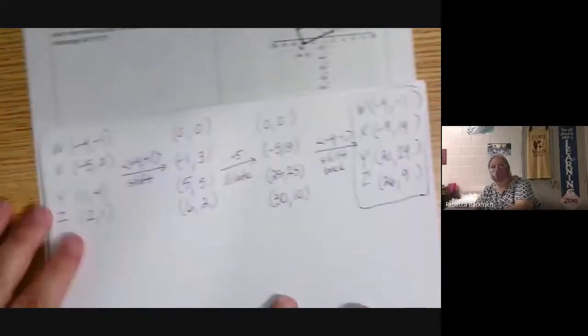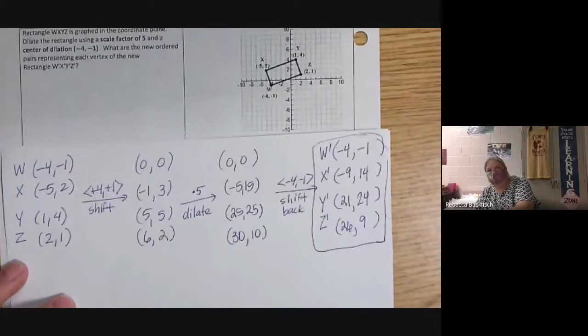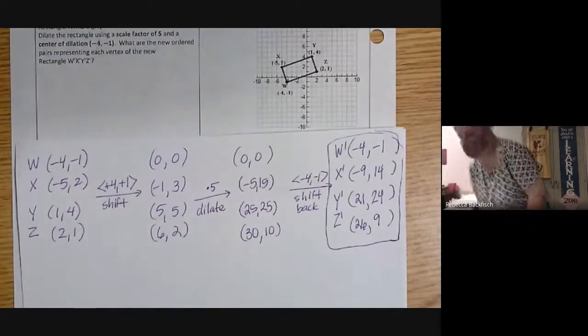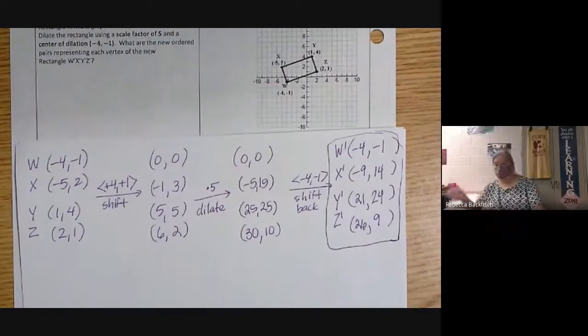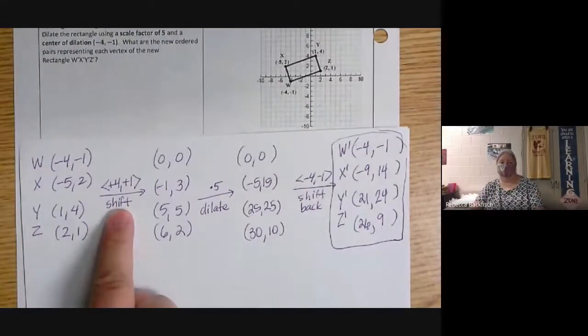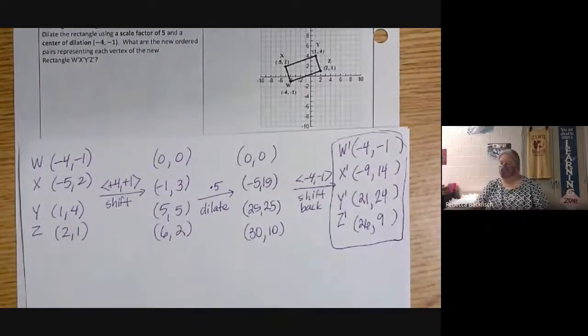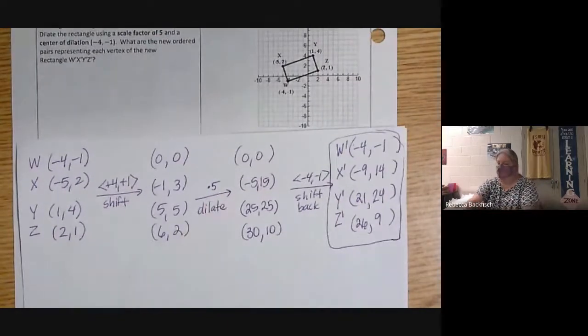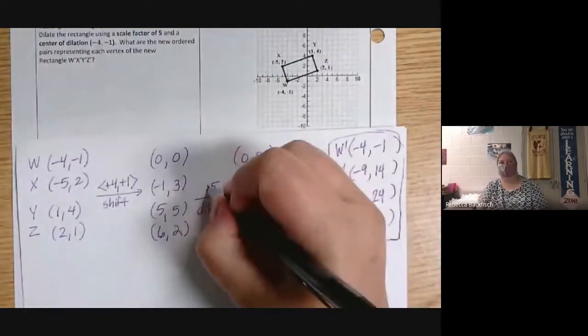Okay, compare your work to mine. Okay, I said if the center is at -4, -1, that means I need to add 4, add 1 to shift it to 0, 0. Then I multiplied everything times 5. That's not 0.5. That's supposed to be like times 5. If you want to use an X, you can. Times 5.